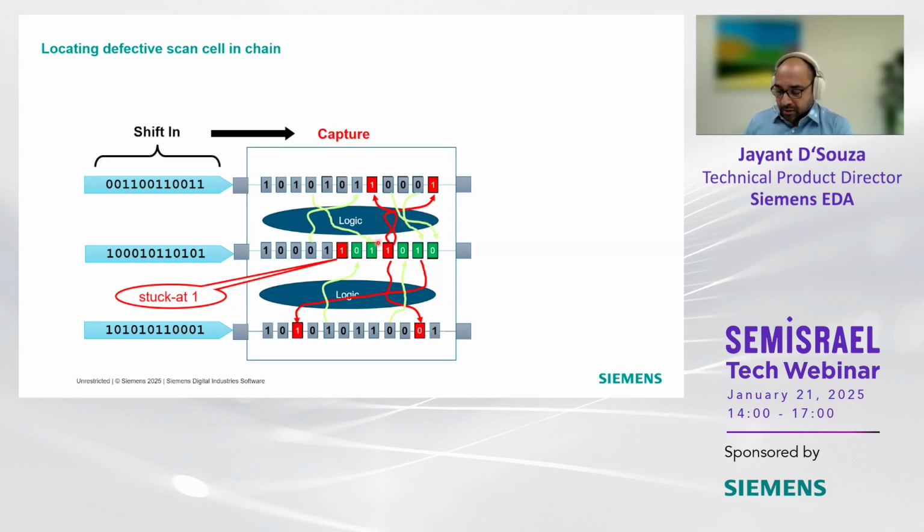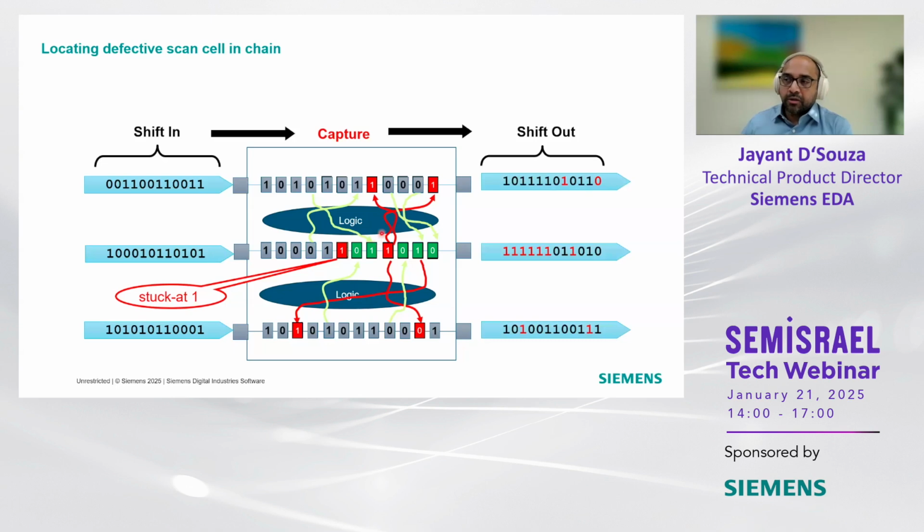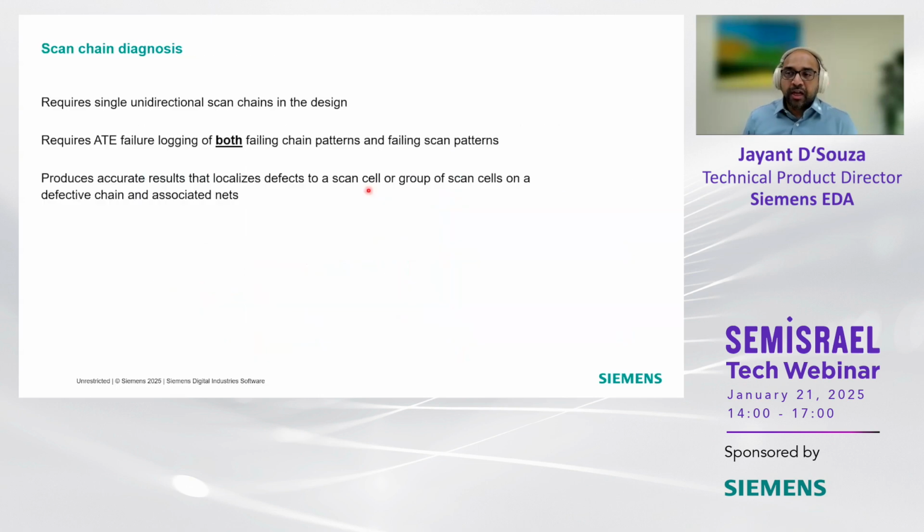Using that information, once we shift out, while the tool has already identified from the chain test patterns exactly which chain failed and what defect type occurred on that scan chain, it can then observe the failing cycles on the other chains and use that information to better resolve which scan cells in the chain are actually causing the defect in the design. So that, in a nutshell, is scan chain diagnosis.